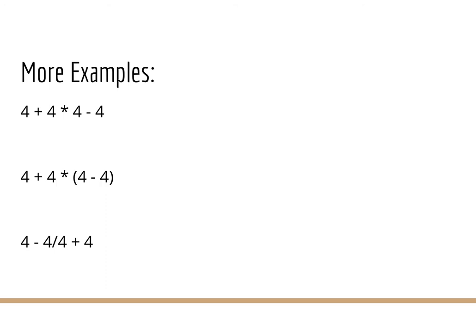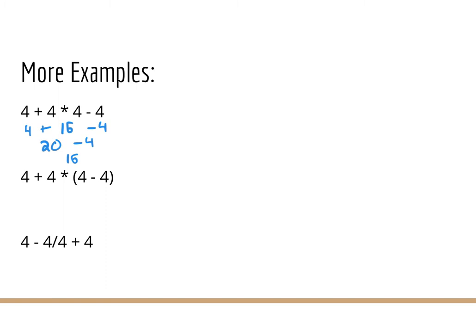So for order of operations, again, we could start with multiplication. So 4 times 4 is 16. So then we have 4 plus 16 minus 4, and we have to move from left to right. So 4 plus 16 is 20 minus 4. Hey, and we come up with 16. So there's an example for 16.